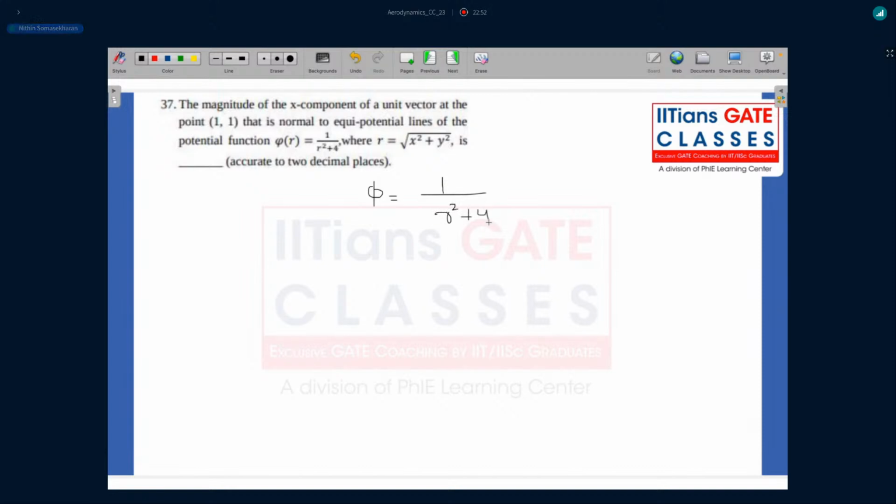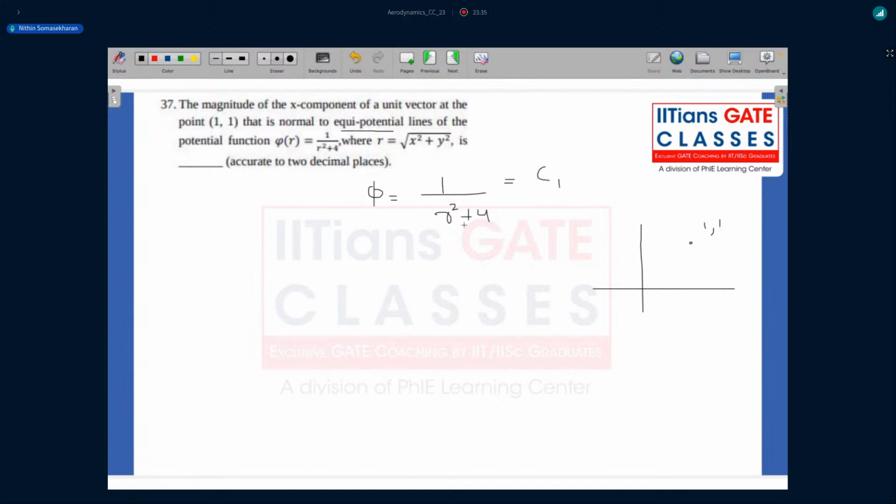And you want to figure out that there is a point in my xy plane called (1, 1). If I go one distance along my x and then one distance along y, that's the point. Now you want to find a unit vector which, at this particular point, is normal to this equipotential line. So let's try to figure out what these equipotential lines look like. The way to figure out the shape of an equipotential line is to equate it to some constant.